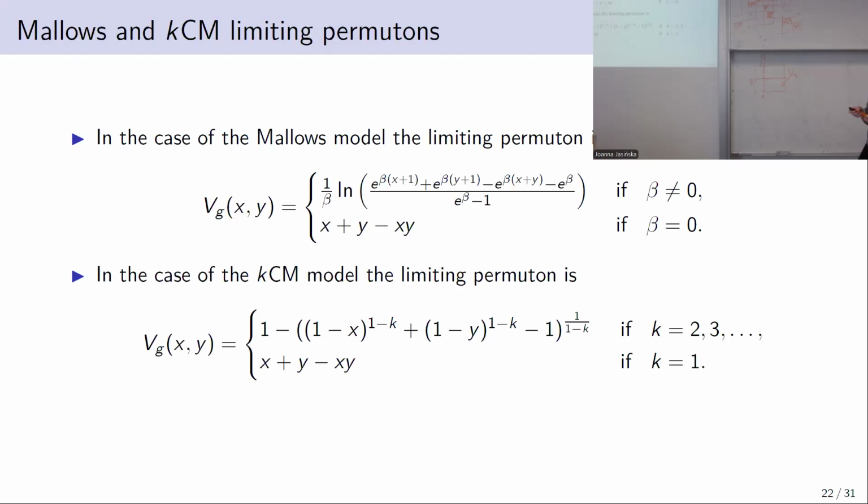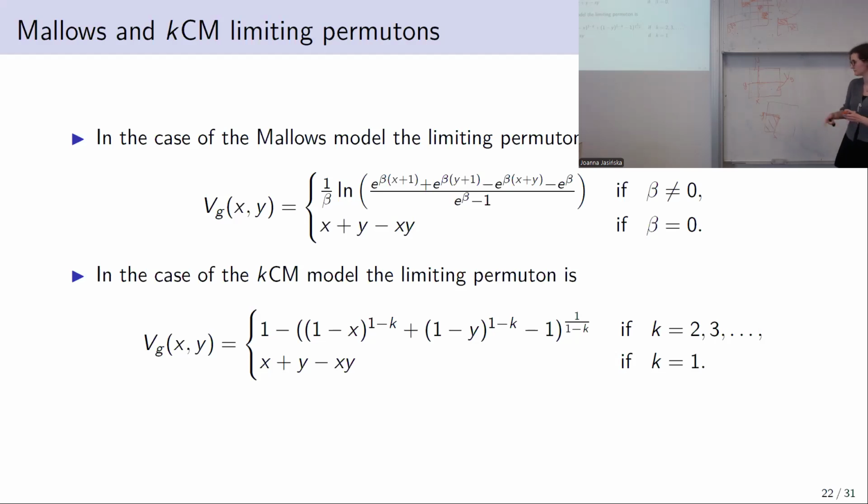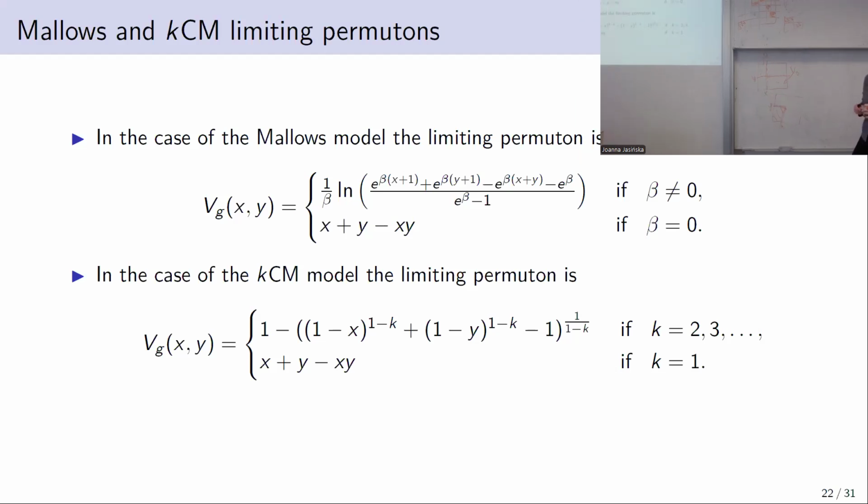And in the case of the Mallows model, the limiting permuton is as follows. Sometimes we talk about V, sometimes we talk about F, but the relation is very simple. F was just the mass in such a rectangle. So you can see that passing from this to this is quite simple. If we have V, this cup CDF, we can easily recover the formula for F. But anyway, in the case of the Mallows model, the limiting permuton is this beautiful formula with a lot of exponents.